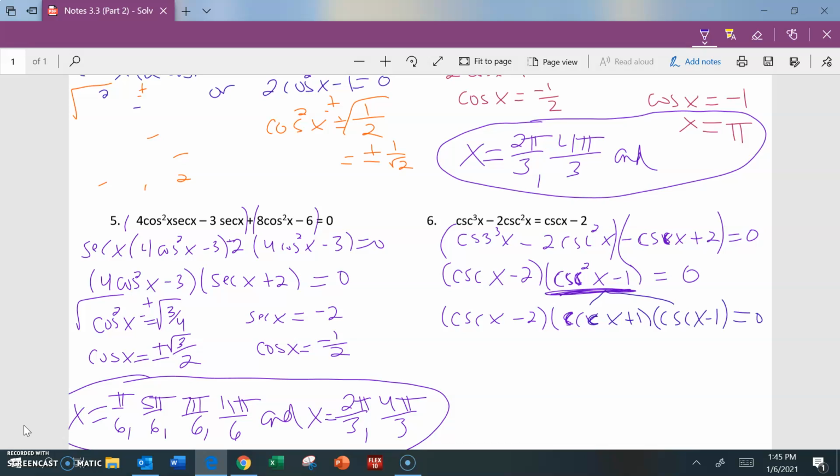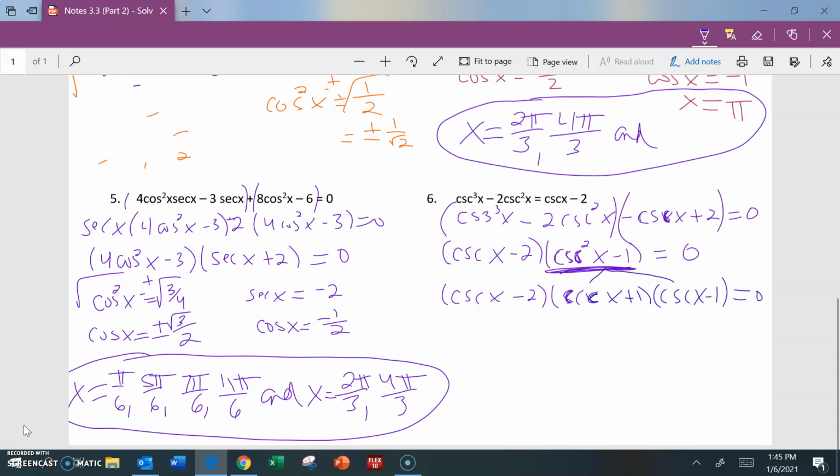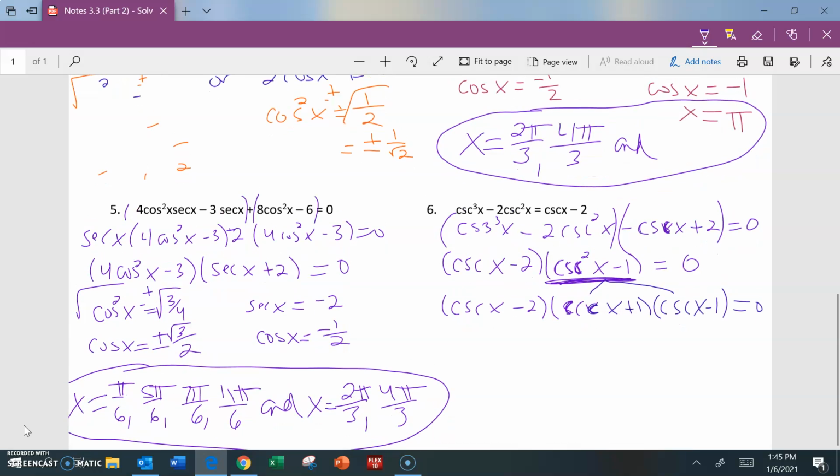So we have 3 binomial factors, so we have to solve basically 3 equations. When will the cosecant of x equal 2? Or when will the cosecant of x equal negative 1? Or when will the cosecant of x equal positive 1? Luckily they're all cosecants. So we're asking ourselves, when will the sine of x equal positive 1/2? When will the sine of x equal negative 1? And when will the sine of x equal positive 1?